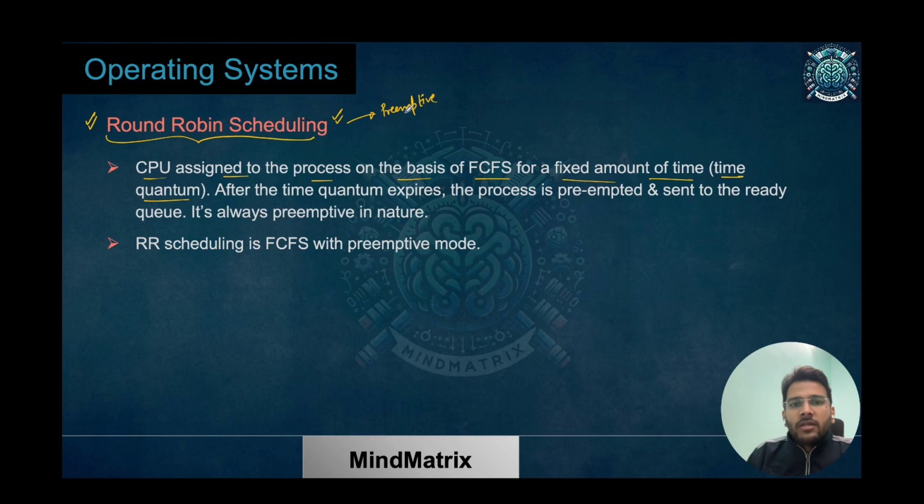And there is some fixed amount of time, that is the time quantum, which is already decided that okay, for this time quantum we are going to schedule the processes. After the time quantum expires, the process is preempted and is sent to the ready queue, and it is always preemptive in nature, as we have already discussed. Round robin scheduling is FCFS with preemptive mode. I hope it is clear now.